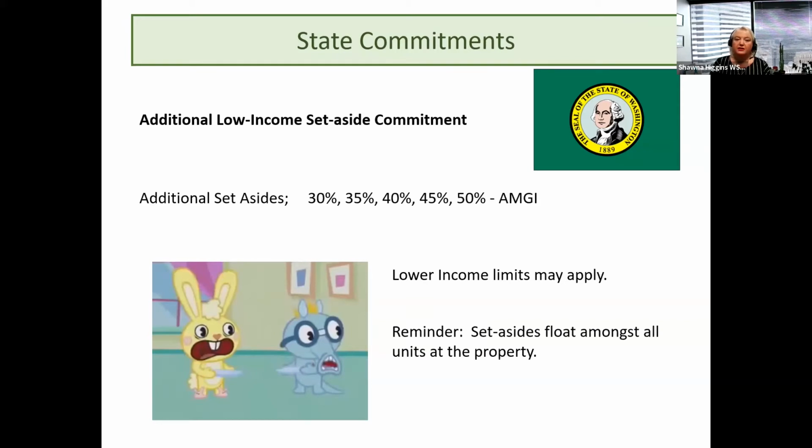And reminder, the set asides float amongst all units at the property. Now that's a commission rule. It's not a rule that you guys may have a totally different rule. So if your guys are set, that's probably a management rule.